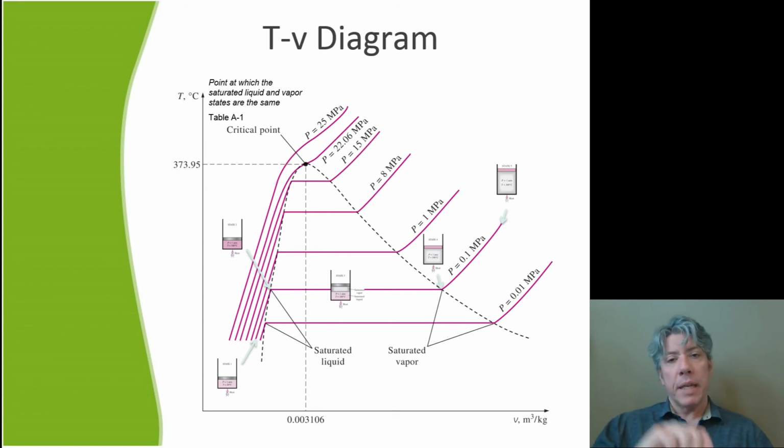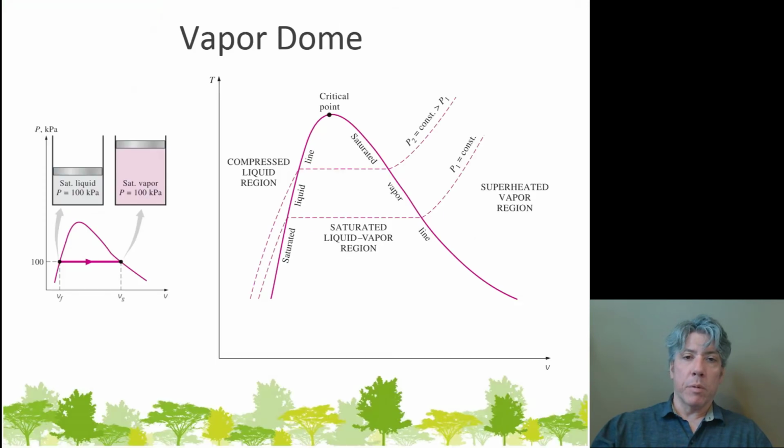Now, if we play connect the dots with all the saturated liquid points and all the saturated vapor points, you see this shape start to emerge. That shape has a name. In fact, we'll reverse the experiment lines with the vapor dome line. That's what it's called, the vapor dome. And under that dome, there is a saturated mixture of vapor and liquid. So there's saturated liquid and saturated vapor. They're in equilibrium with one another.